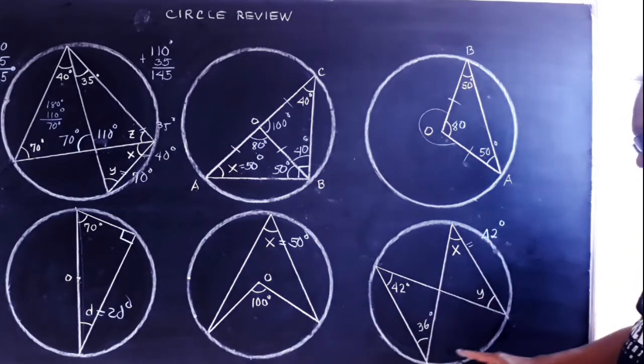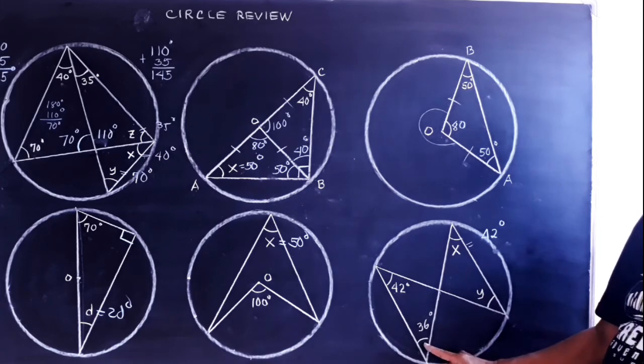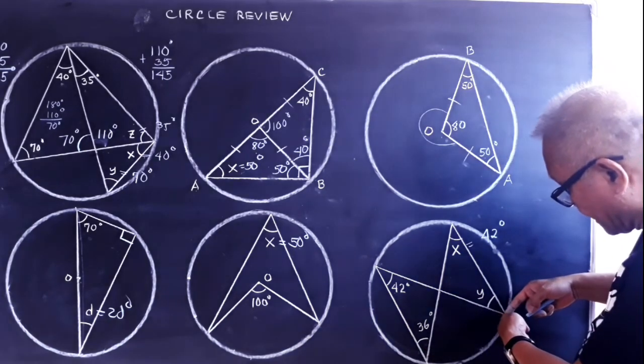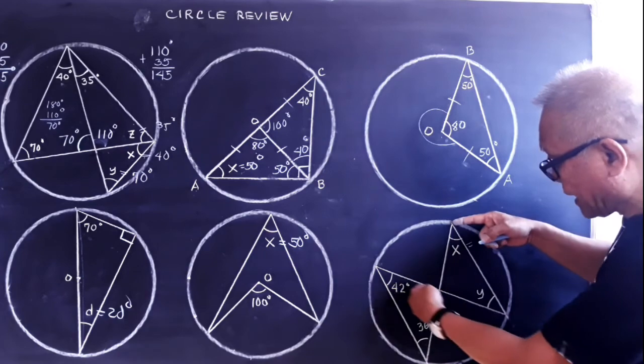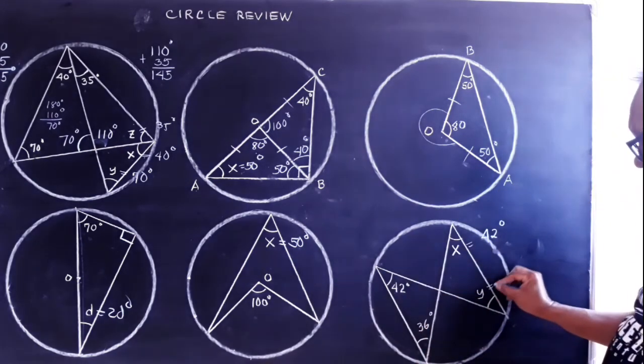What about the y? You are sure that one is 36 degrees. But let us trace y here, y there, okay, there, and here. So our y is 36 degrees.